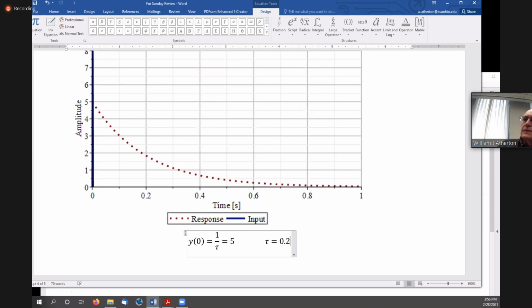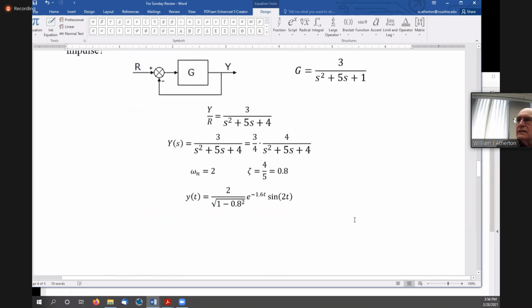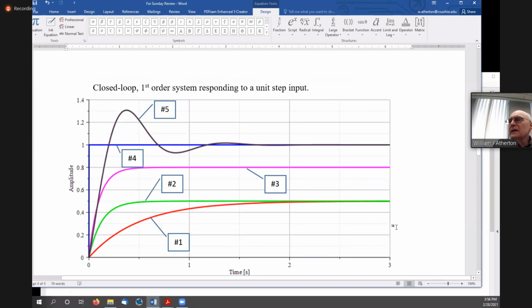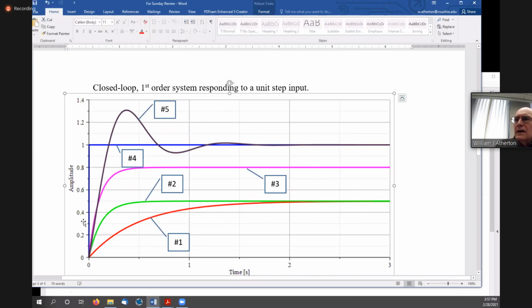You'll need to know what responses look like from, say, this example. You need to be able to categorize these different types of responses. Know what kind of system would generate these different responses. Be able to find some parameters from these, such as the gain for this third curve that we found, time constant for this, identify which ones would come from a proportional controller versus a PI controller, which one is open loop, which one would be closed loop.